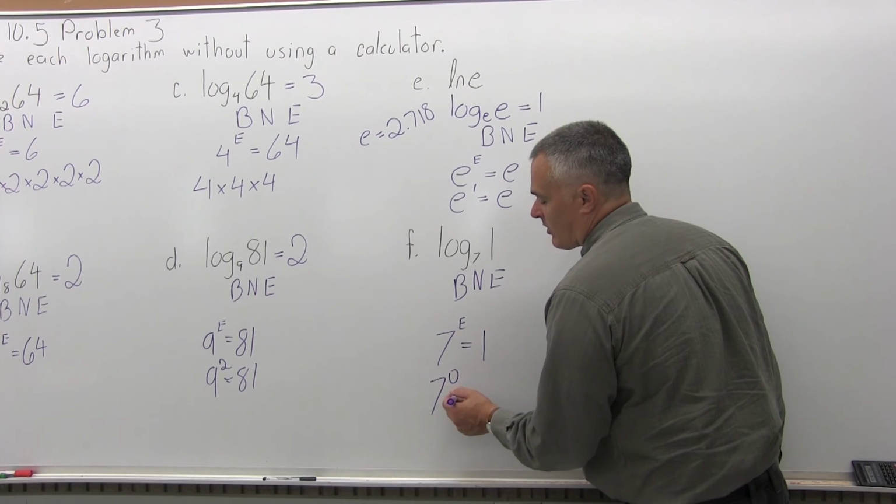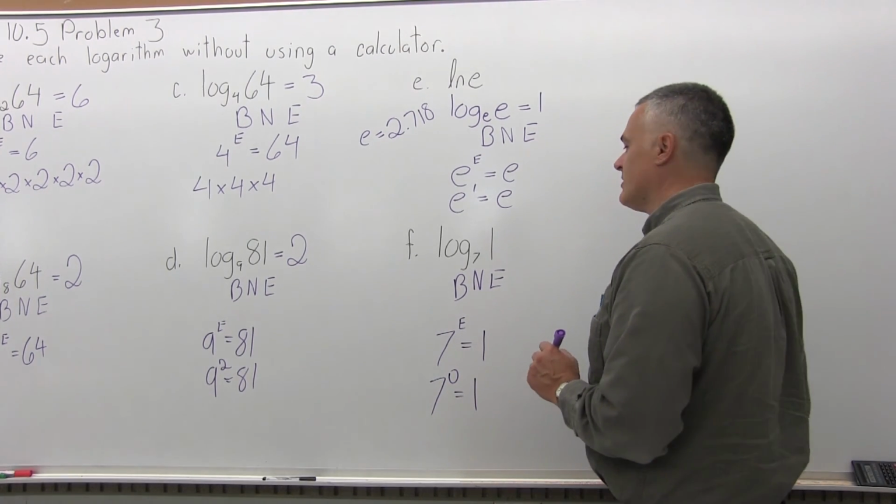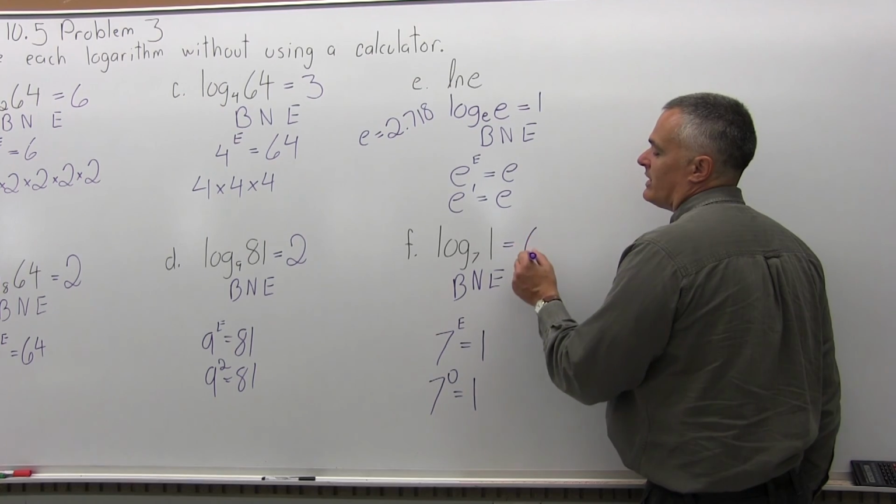7 to the 0 power equals 1. Remember, anything to the 0 power is 1. So log base 7 of 1 equals 0.